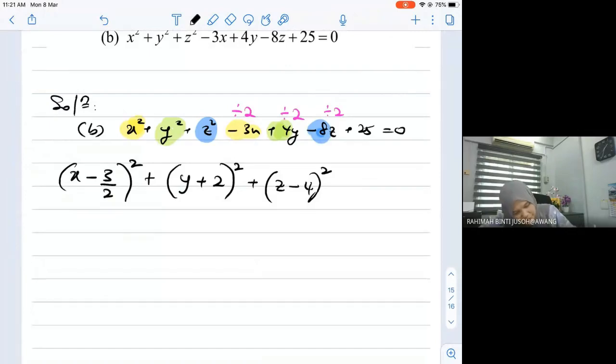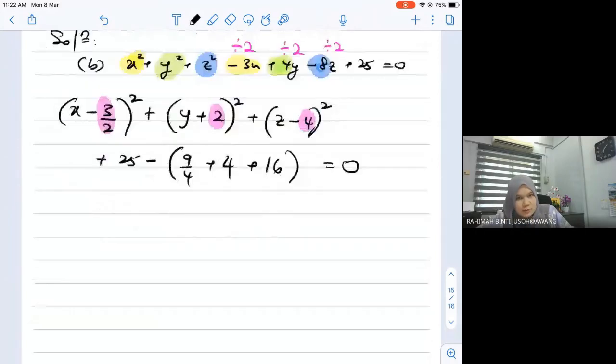Now, plus 25, just copy it back. If it sits on the right side, it becomes minus. Okay, so plus 25 just copy back. Minus, open the bracket. And now what you should do is square all these values. This one and this one must be squared. So minus 3/2 squared is 9/4, plus 2 squared is 4, plus negative 4 squared, so 4 to the power of 2, 16. Okay, like that. So equals to 0. So this is our equation.